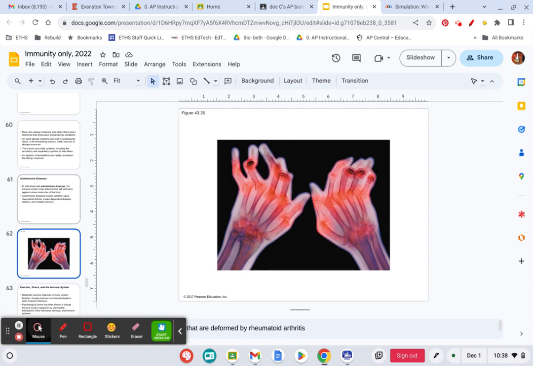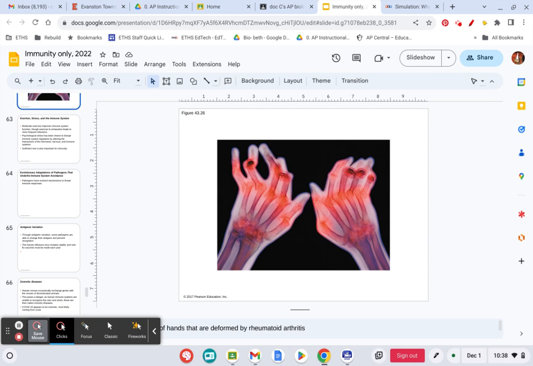But why does your body do that? For whatever reason, it doesn't recognize yourself as yourself, and it goes after particular tissues. In RA, it's the joints. In diabetes, it's the pancreas. It destroys the insulin-producing cells. How do you test for that? Well, for RA, you test for certain proteins that are present when you are having inflammation that are indicative of RA.